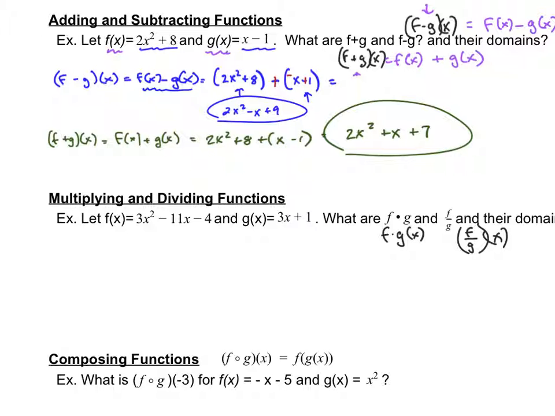Looking at our domains, I believe for these two functions our domain is going to be all real numbers, because if we look at f of x or g of x individually, any number that you substitute in for x is going to give you a true value, so it should be all real numbers.